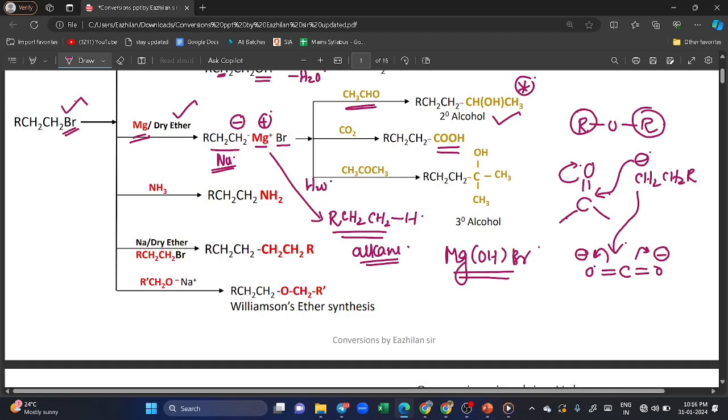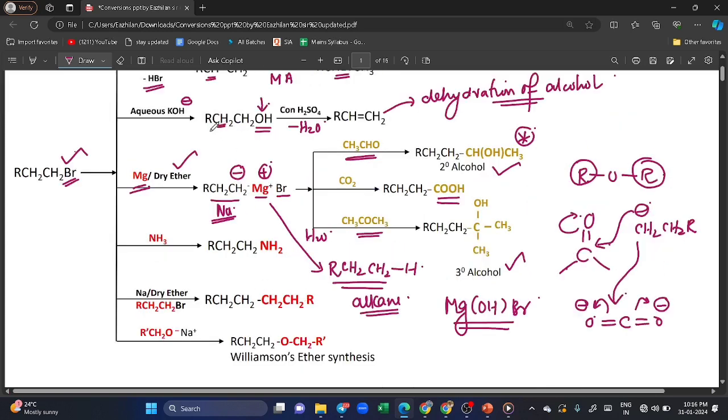What if the Grignard reagent is reacting with a ketone? Here I am taking acetone as the substrate. If the Grignard reagent is reacting with acetone or a ketone, you end up with a tertiary alcohol. So using Grignard reagent, you can prepare primary, secondary and tertiary alcohols. For preparation of primary alcohol, I have already given you that you can use aqueous KOH. Apart from that, using Grignard reagent, you can also prepare carboxylic acids. This scheme is also very important from the exam perspective.